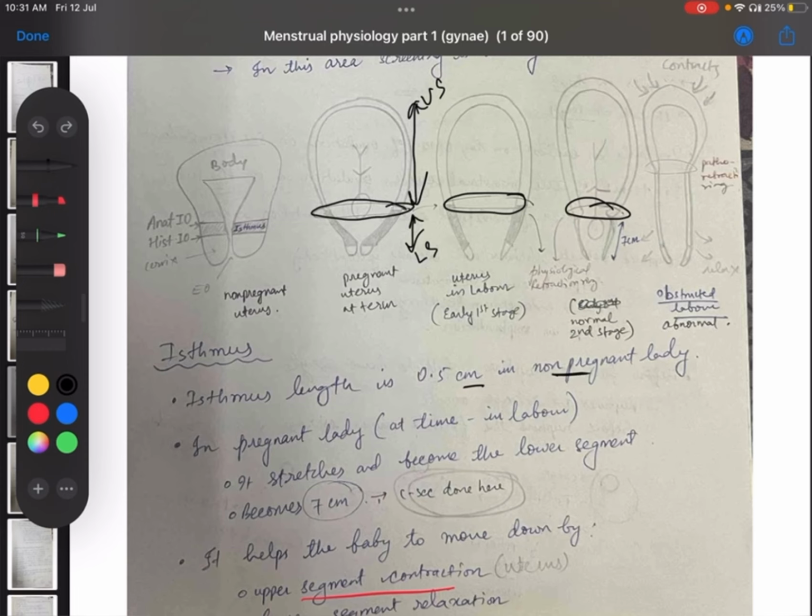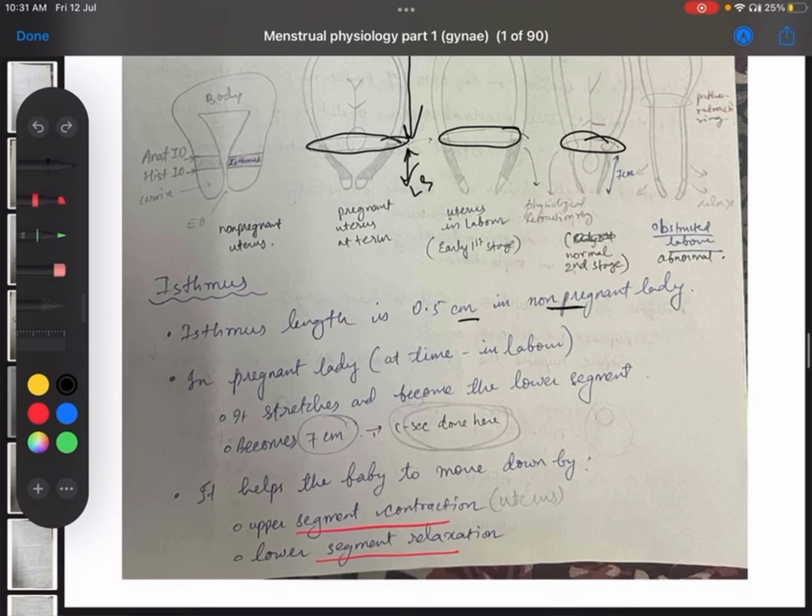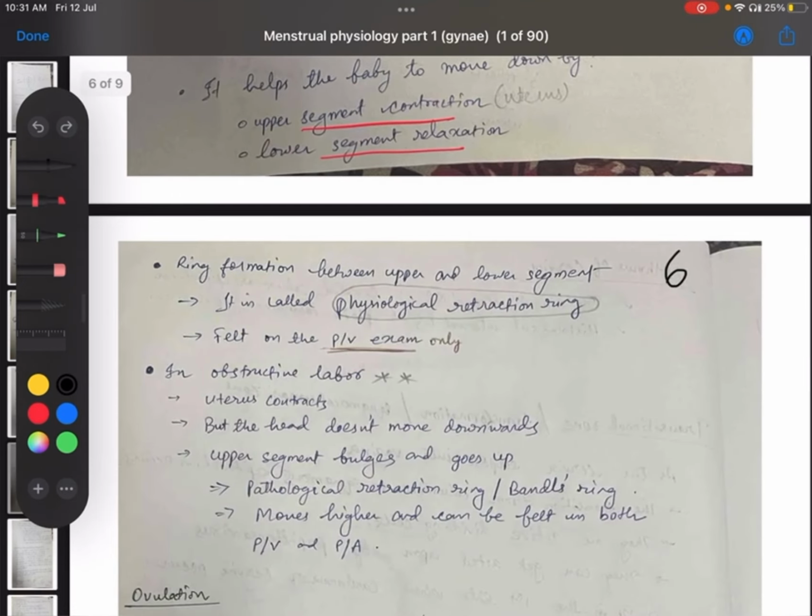So the physiological retraction ring, how can you get it? Per vaginal examination. Now, in case of obstructed labor, the uterus contracts but the head doesn't move downward. The upper segment bulges and goes upward. A pathological retraction ring is seen, which is the Bandel's ring, which moves higher and can be felt in both per vaginal examination and per abdomen examination.